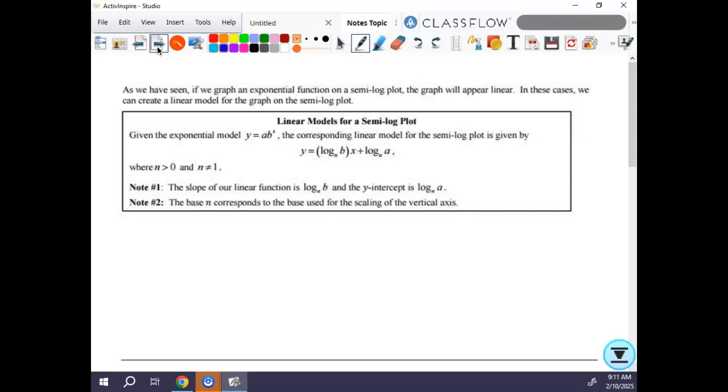All right. As we have seen, if we graph an exponential function on a semi-log plot, the graph will appear linear. In these cases, we can create a linear model for the semi-log plot. Okay, so if I'm given this exponential equation, y equals a times b to the x, the corresponding linear model for the semi-log plot is given by, and it's really log base n of y equals, you can write it different ways, which can be confusing, but I want that log in there for when we talk about this.